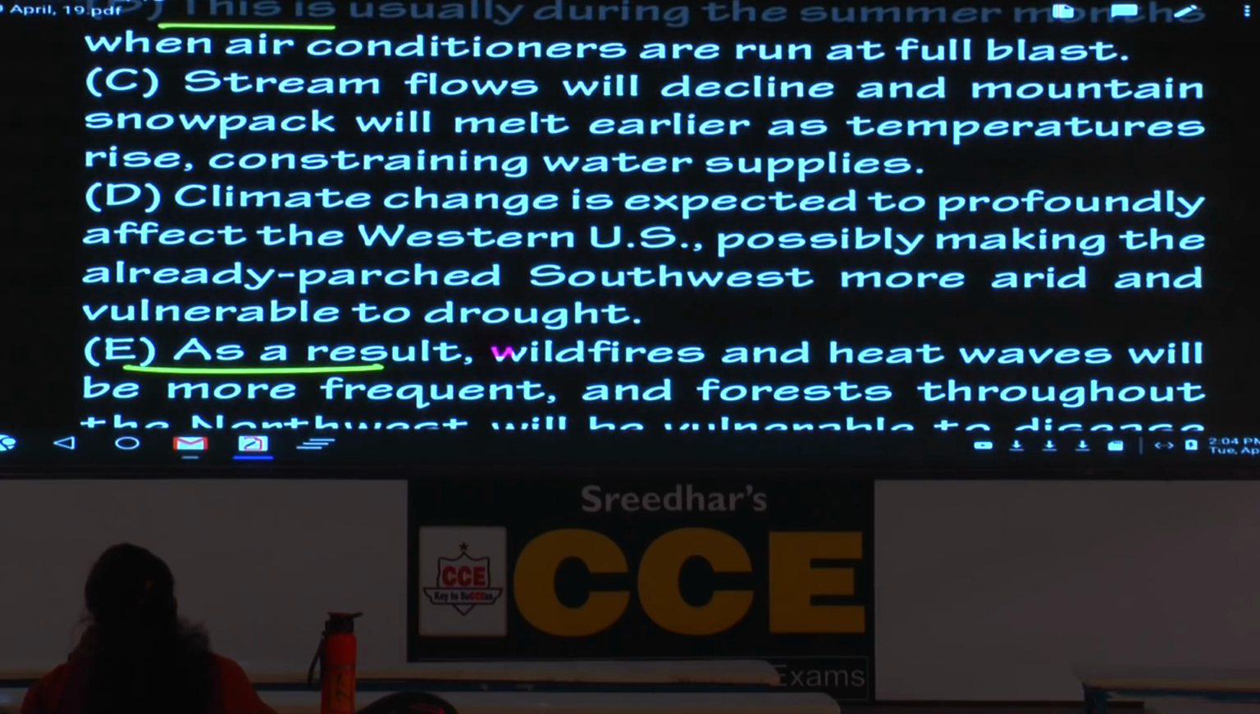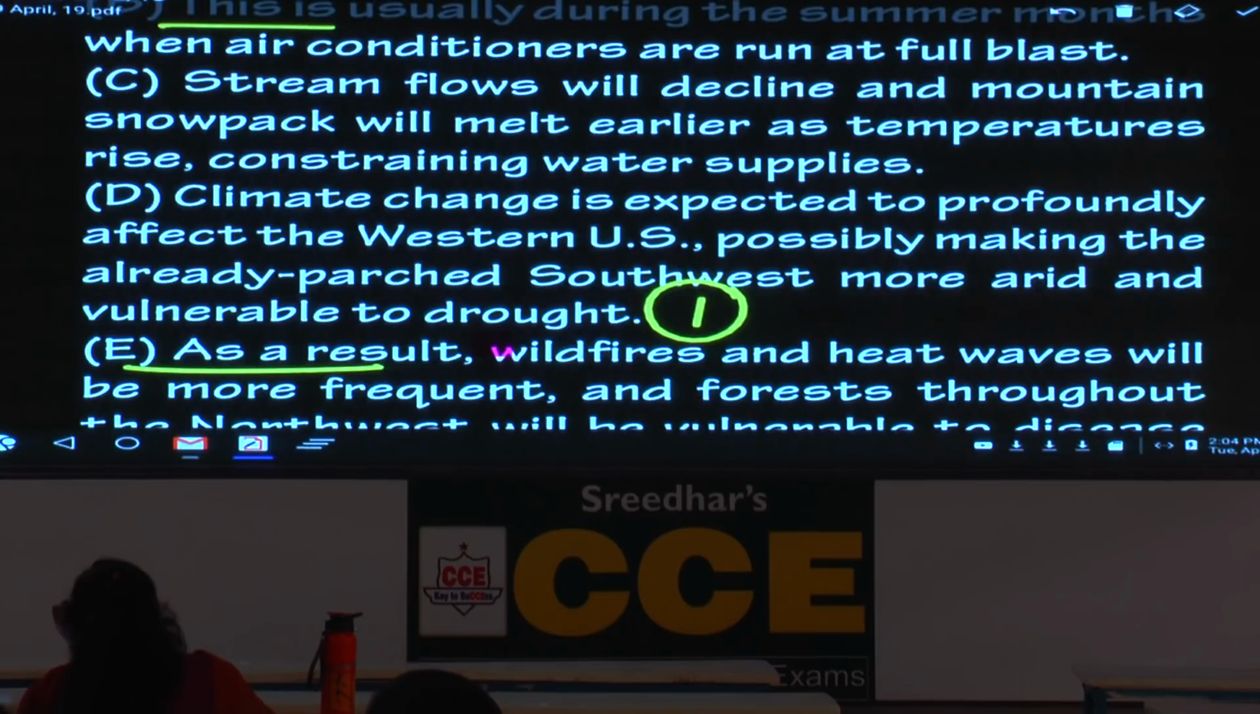I'll read out C first. Stream flows will decline and mountain snowpack will melt earlier as temperatures rise, constraining water supplies. What is D? Climate change is expected to profoundly affect the western US, possibly making the already parched southwest more arid and vulnerable to drought. So here stream, a smaller unit of water body. Climate, a wider thing. So which one do you think the first sentence? D is the first sentence. The passage is all about climate change and the impact of that.